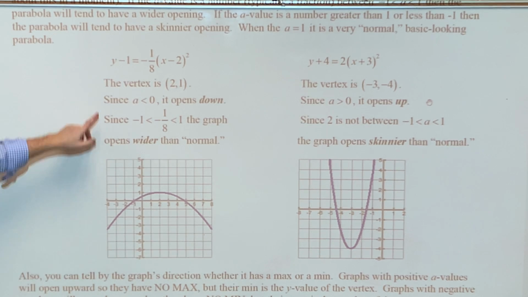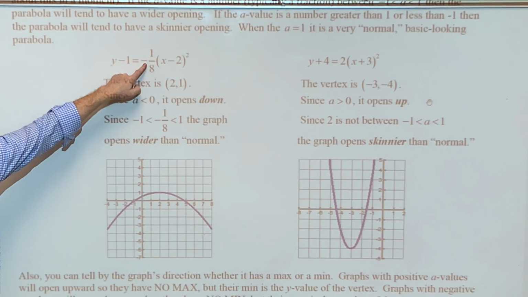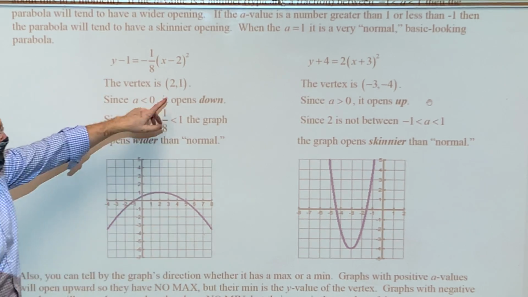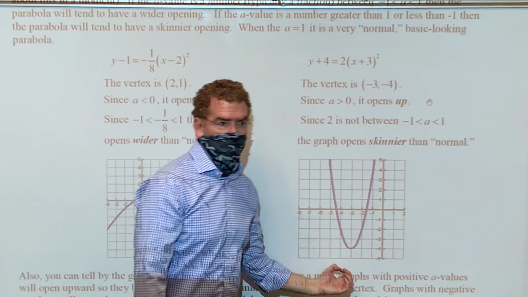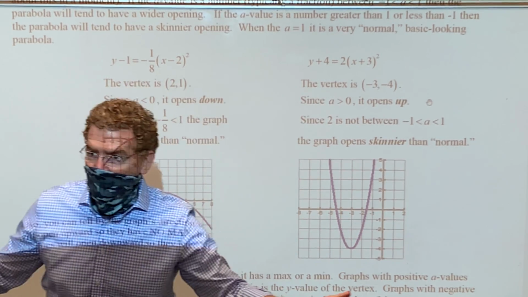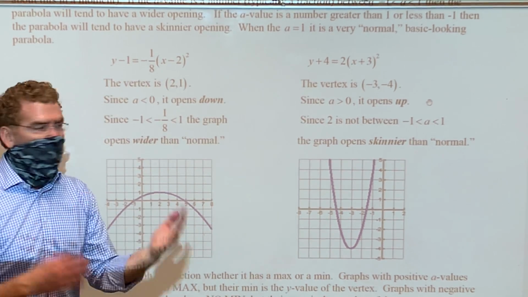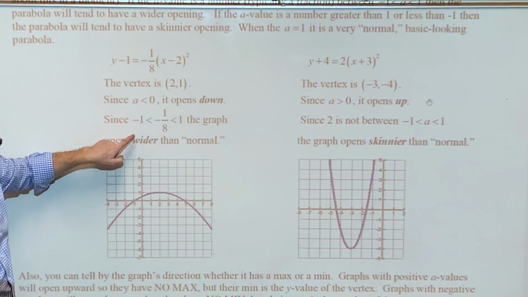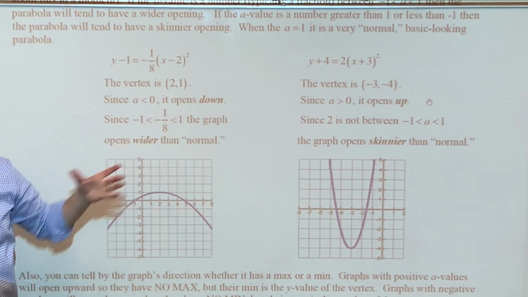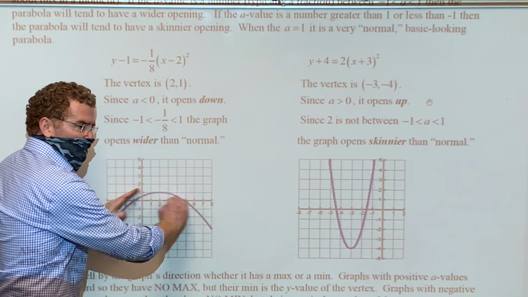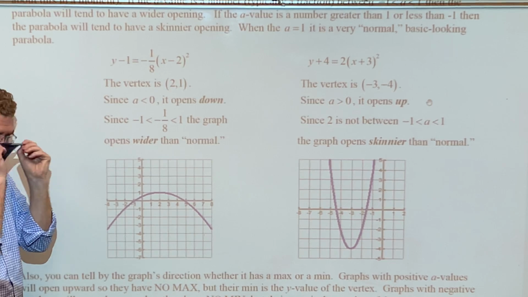And then I'm going to look at the a value. If the a value is negative, what is it doing? It's opening downward. If the a value is positive, it's opening upward. If the a value is 0, then it's not a parabola, so you don't have to worry about that. So it's either going to be positive or negative. And because the a value right here is in between -1 and 1, which means it's closer to 0, you're going to see a wider looking parabola. It's a little bit wider in its opening.